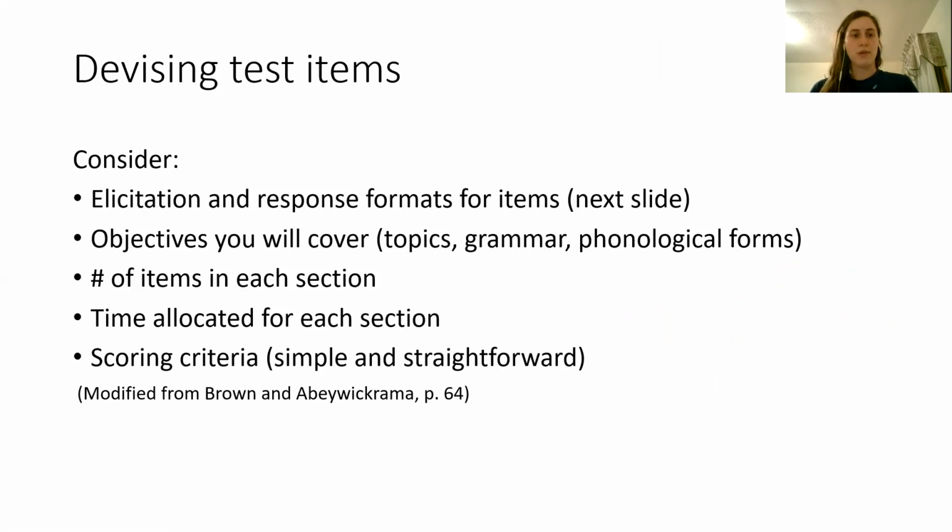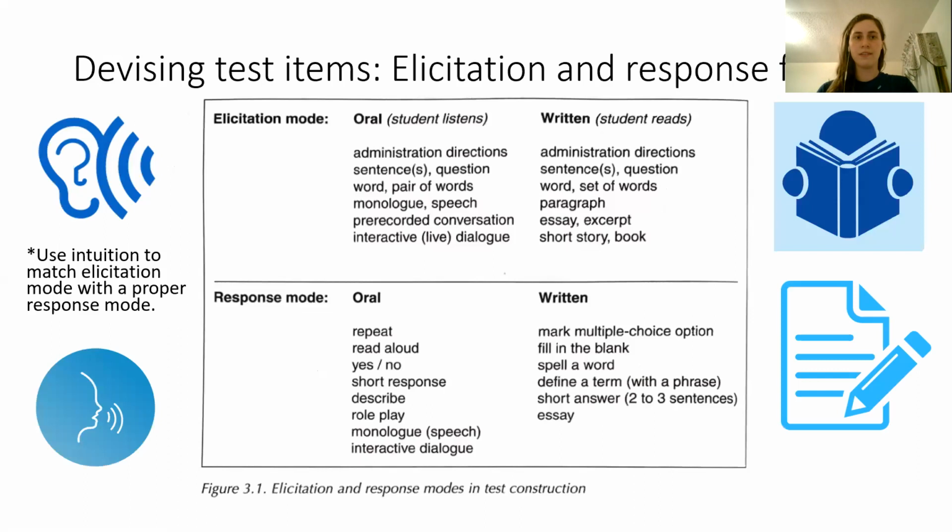And you also need to consider the number of items in each section and the time allocated for each section, and also the scoring criteria, which should be simple and straightforward. The book mentions grading a conversation, and each little interaction was graded either 2, 1, or 0, with a 2 being near perfect grammar and pronunciation. And then a 1 is they made a few errors, and then a 0 is it was basically like they hadn't responded at all, or it's just really hard to understand.